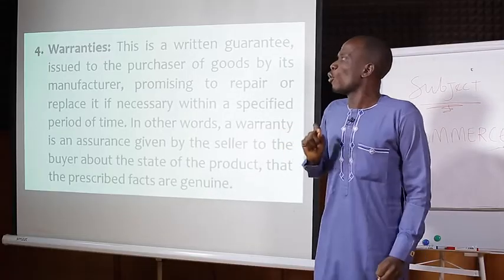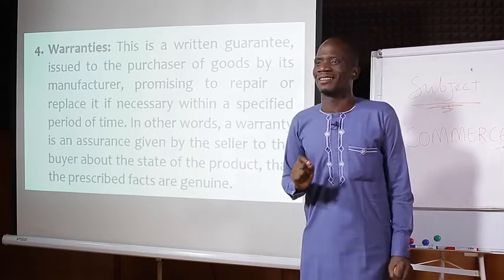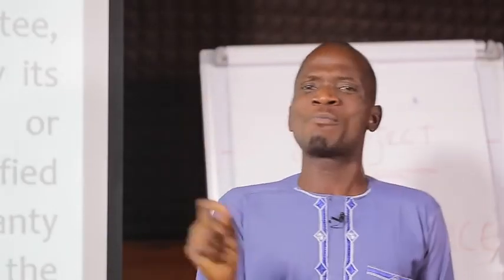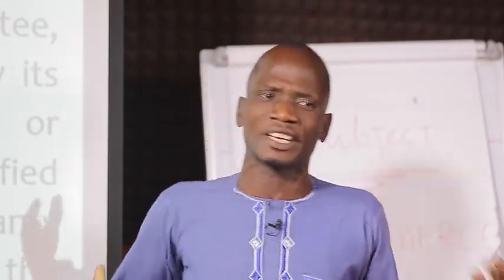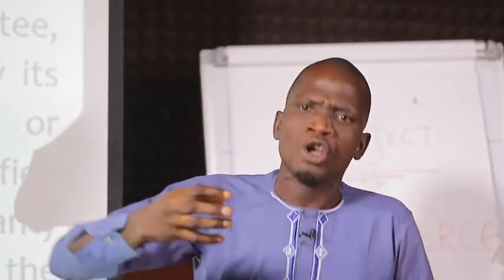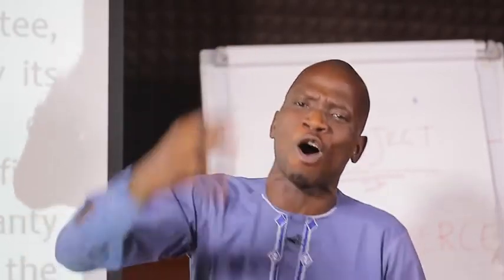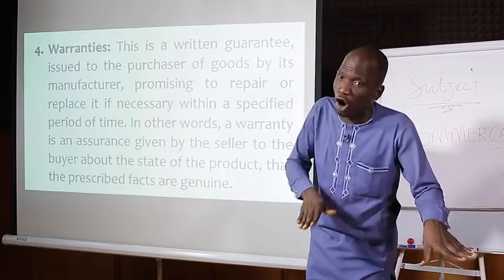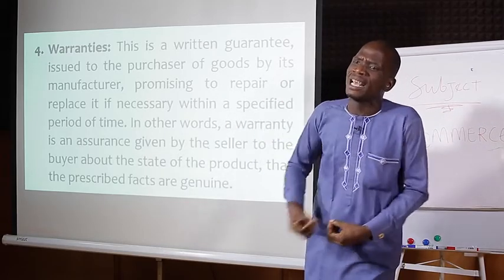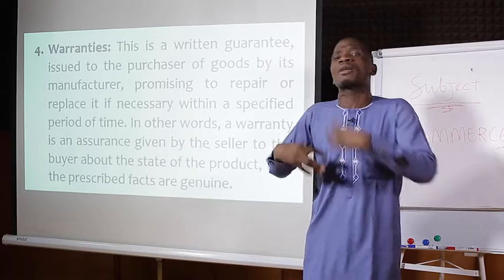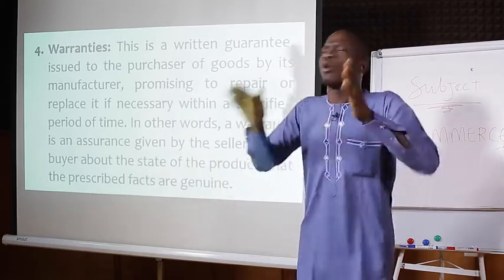The fourth one is warranties. Learners and viewers at home, you will bear me witness that whenever you want to buy items in the market, let me use electronics as a case study. When you want to buy electronics in the market, there are some circumstances whereby the seller will tell you, I am selling this item to you and you will continue to use it for this period of time. If there is any fault or anything wrong with the item, you can bring the item to me. I will either replace it or repair it for you. Such is what we call warranties.